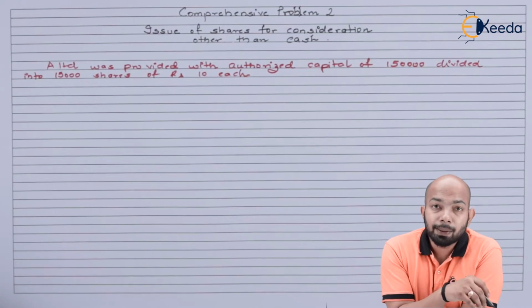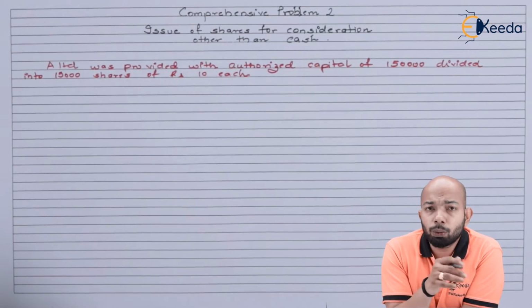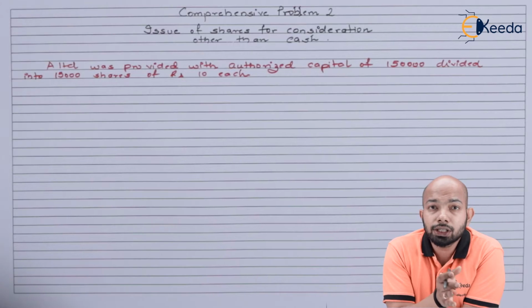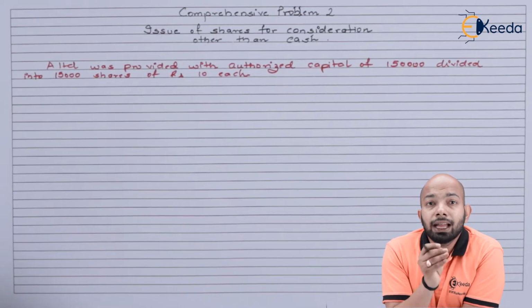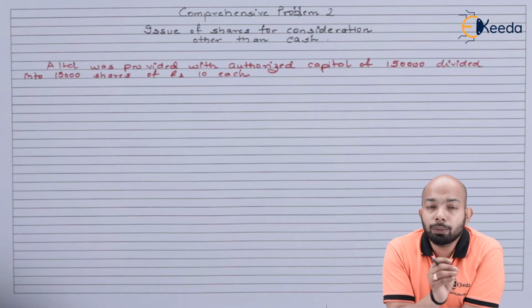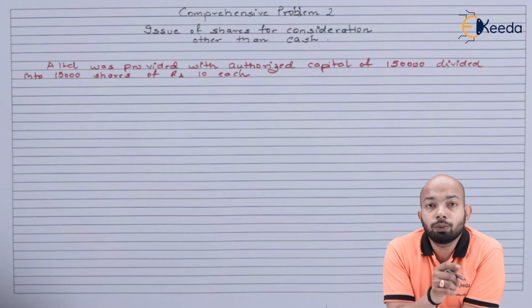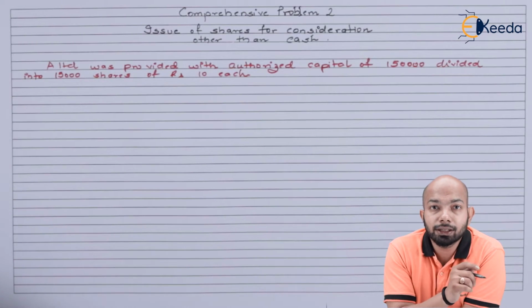Now, the question states a limited company with an authorized capital of 1,50,000 rupees, divided into 15,000 shares of rupees 10 each. That means the number of shares the company had was 15,000, and the total value of those shares was 1,50,000. That means the per share value was rupees 10. This is the information that has been provided here. Let's figure out what other details will be provided in this question.